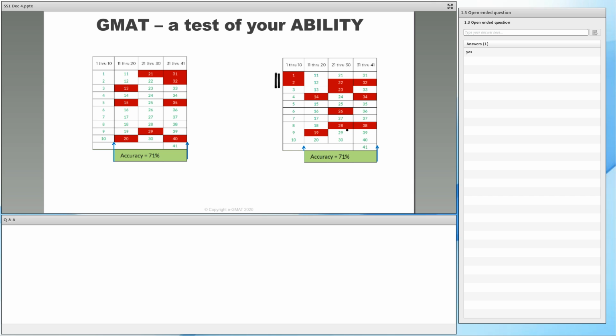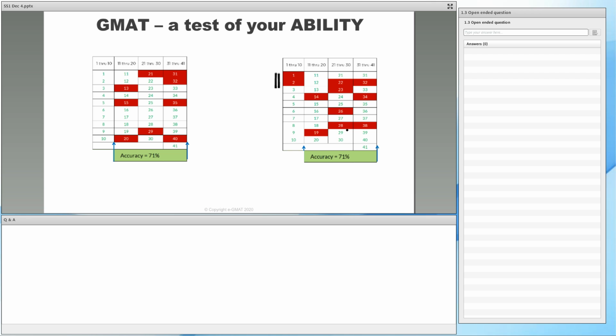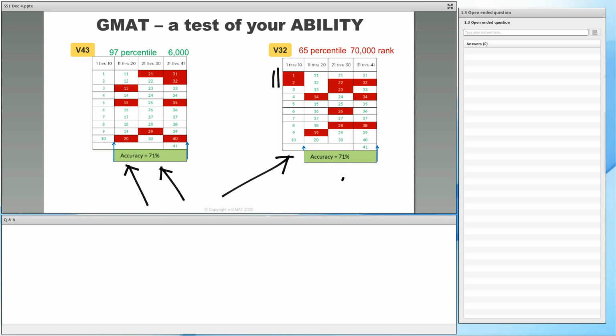Now both of these guys were e-GMAT students from about 4 or 5 years ago. And since these were their mock scores, we also got their actual scores. Student 1, or this guy, on his real GMAT got a V44. Student 2 on his real GMAT got a V35.